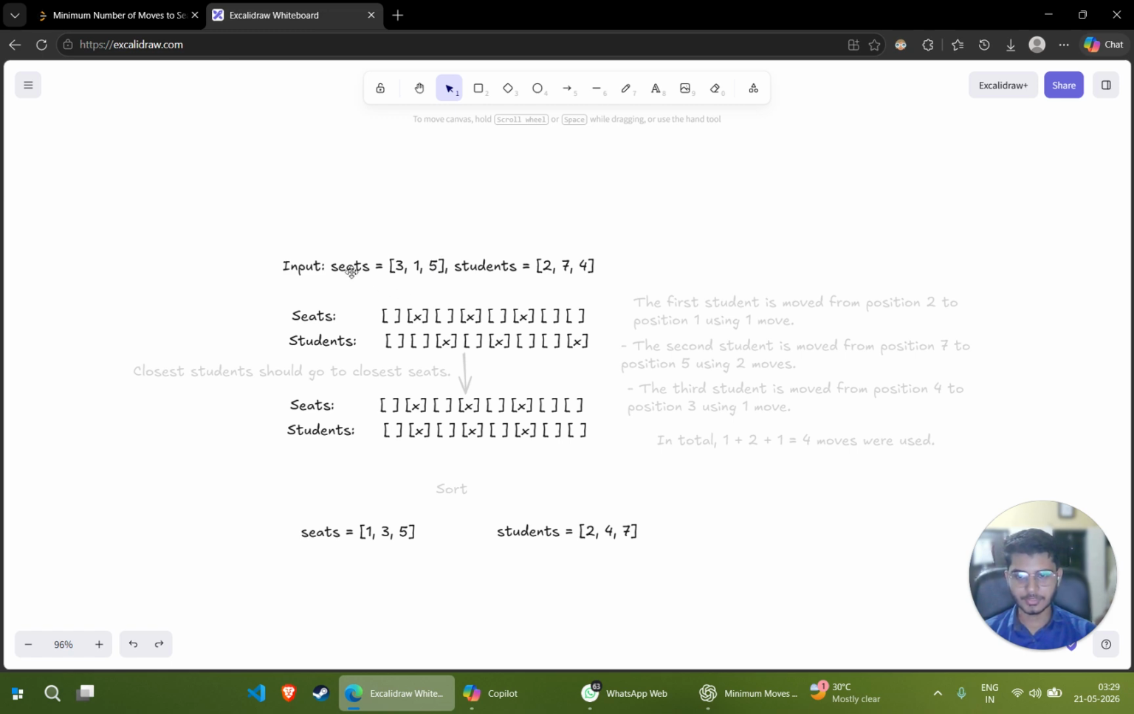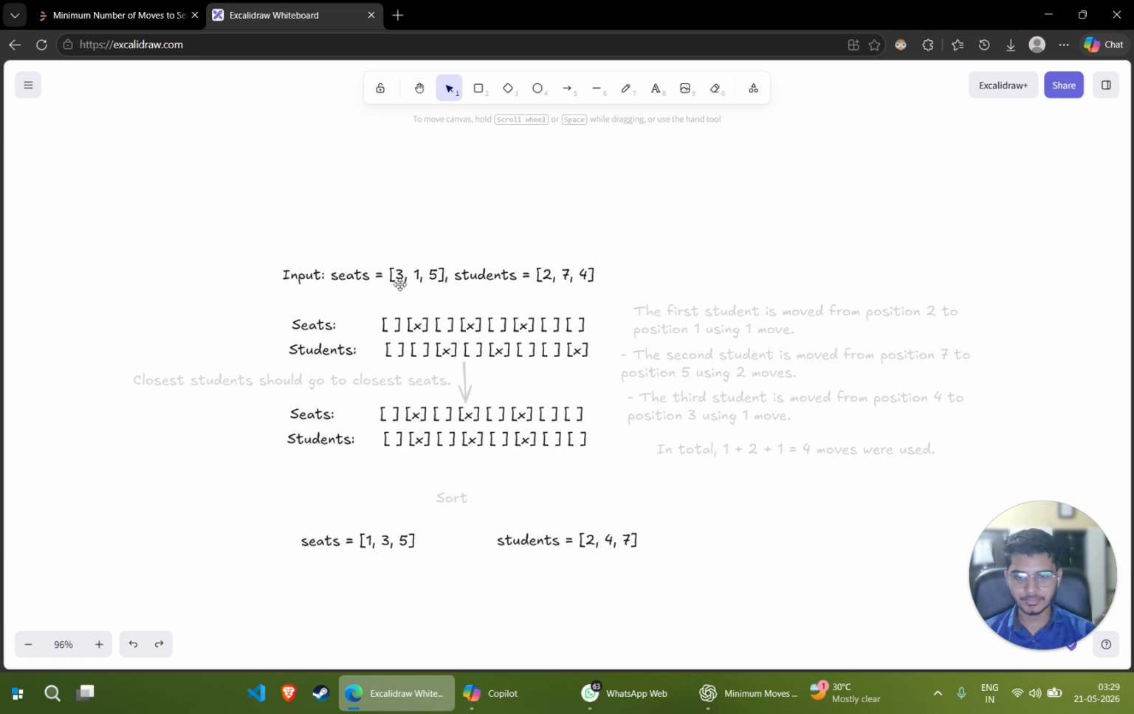So let's look at an example. Here we are given input seats 3, 1, 5, and students 2, 7, 4. This is the seat arrangement, and the students arrangement is here. The first student, at position 2, shifts from position 2 to position 1 using one move. The second student, present at position 7, shifts from position 7 to 5 using two moves.